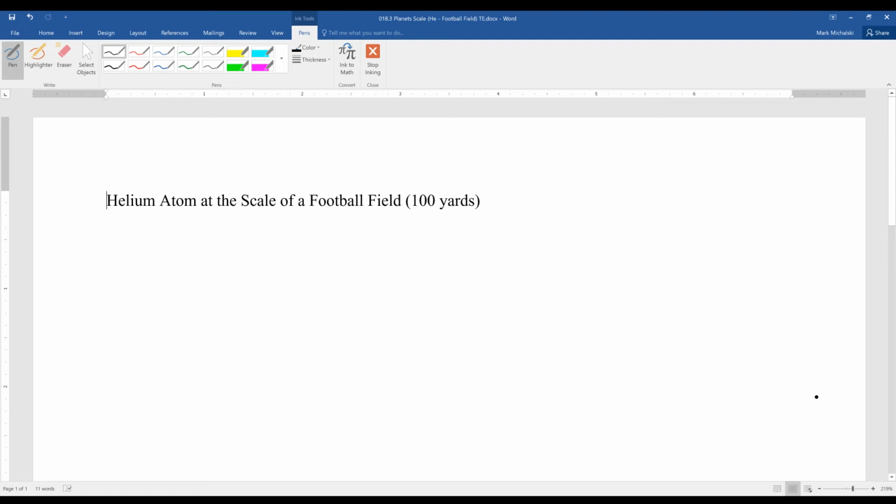Welcome to Astronomy with Mr. Mikulski. Today we are going to work on creating a scale model of a helium atom, and we're going to make that atom the size of a football field, or 100 yards across.